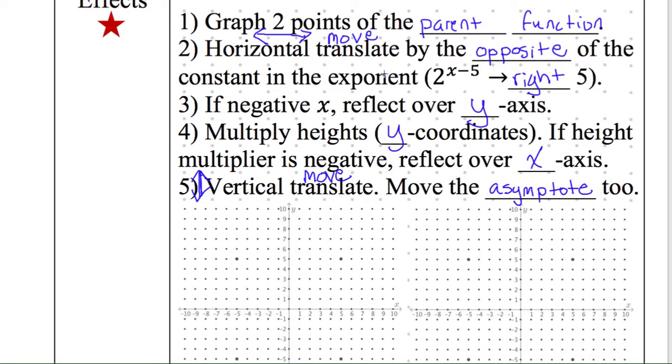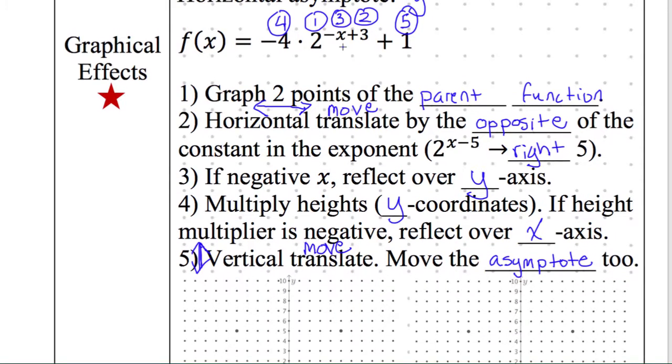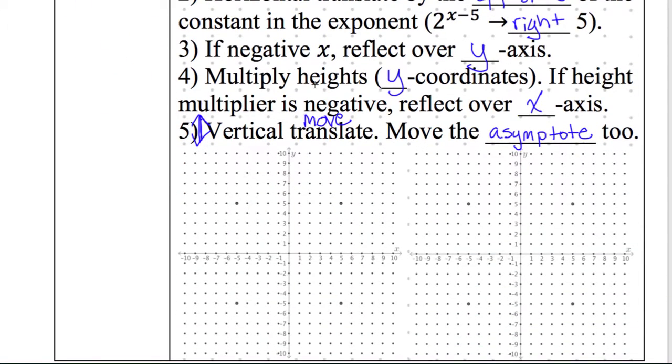All right, so first we're going to do 2 points of the parent function. Our parent function was 2 to the power of x. What are the 2 points on the parent function 2 to the power of x? It's literally written down at the very beginning. 0, 1. I just graphed that. Everyone else graph it as well. 0, 1 and 1, 2. Those are really nice points. And then where's our horizontal asymptote? At 0. So this gets closer and closer to 0.